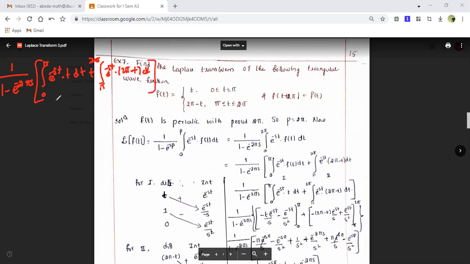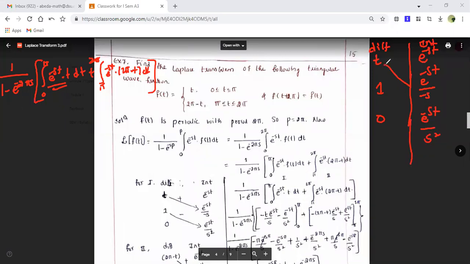Now you can use the differentiation formula which I already taught you. In this particular integral, I take t for differentiation and e to the power minus st for integration. The differentiation of t is 1, and the differentiation of 1 again is 0. Similarly, the integration is e to the power minus st upon minus s, and further integration is e to the power minus st upon s square. We should stop at this point. Cross multiplying with the positive and negative signs, the first term I keep as it is, 1 upon 1 minus e to the power minus 2 pi s. This integration gives minus t into e to the power minus st upon s. Then this 1 into this is just minus e to the power minus st upon s square.